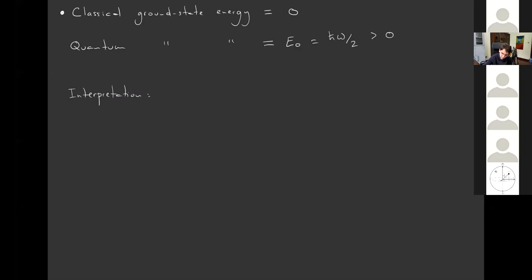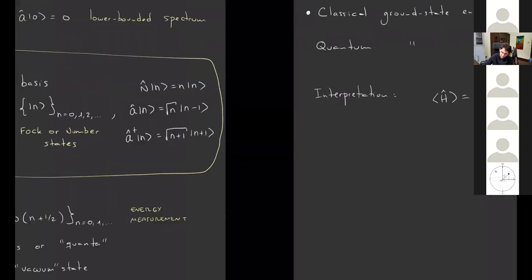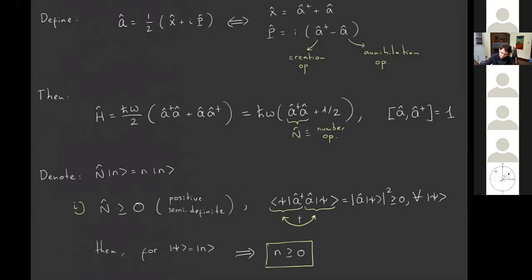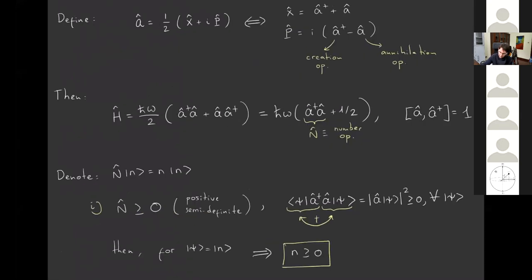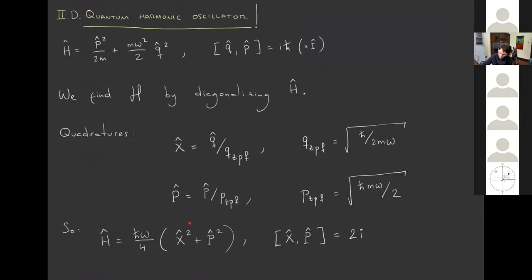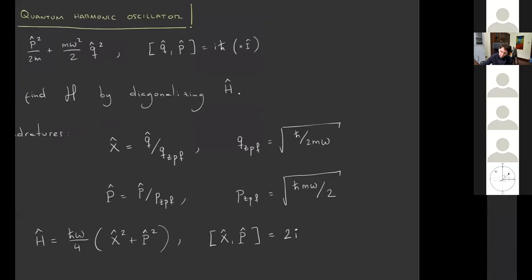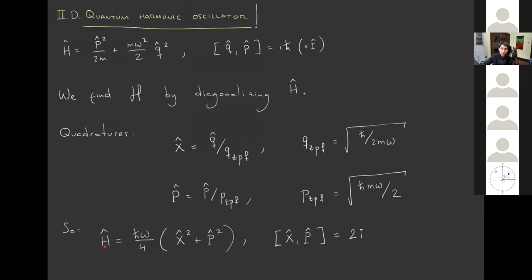So let me just rewrite the Hamiltonian in a funny way. The Hamiltonian we have seen is x squared plus p squared, okay? But if I ask for the expectation value of the Hamiltonian, I get the expectation value of x squared and the expectation value of p squared.